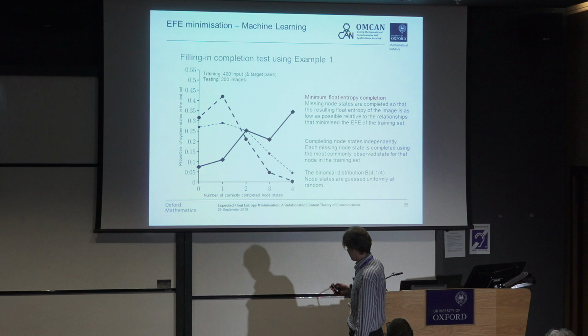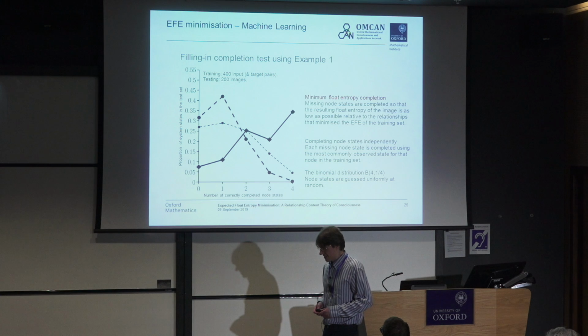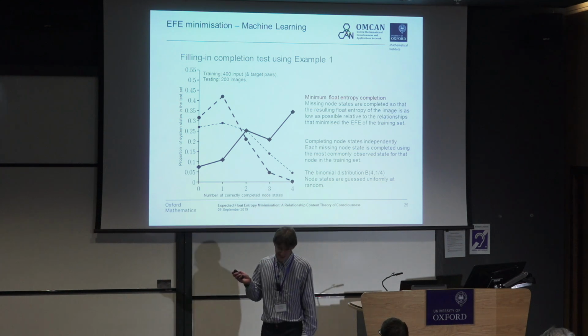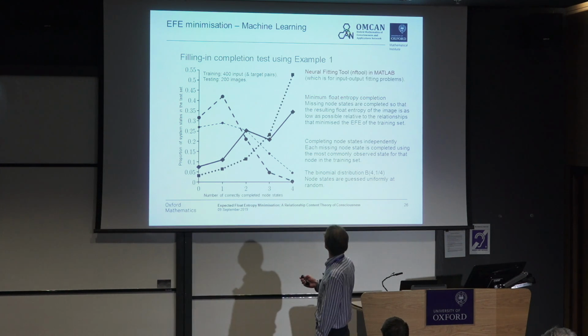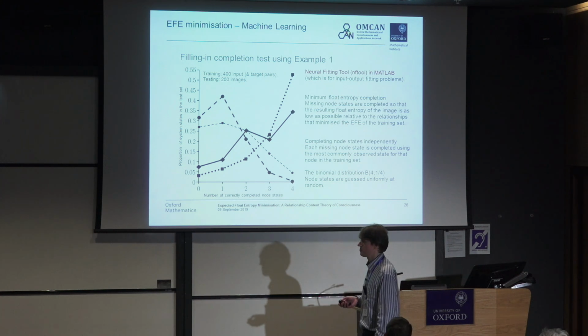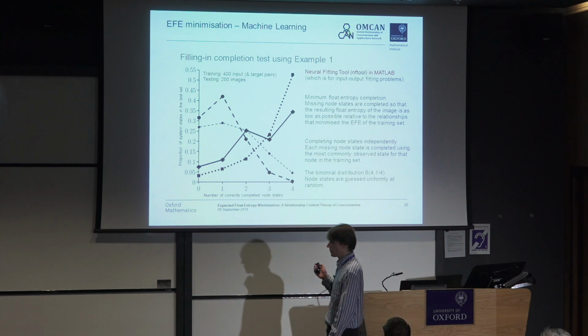So minimum float entropy minimization does much, much better. We can see now that we're getting up to about 0.4 or 0.38 of all of the photographs that had all 4 of the nodes correctly completed. However, we can still do better. If we go to the neural fitting tool in MATLAB, so this is actually applying a neural network to the problem instead, we see that this has still done better. So now we're up to having completed about 55% of the photographs correctly. So this is telling us that there's still more to do.